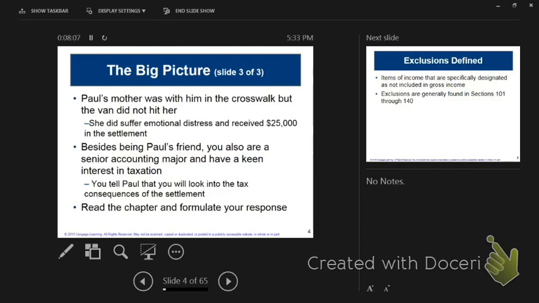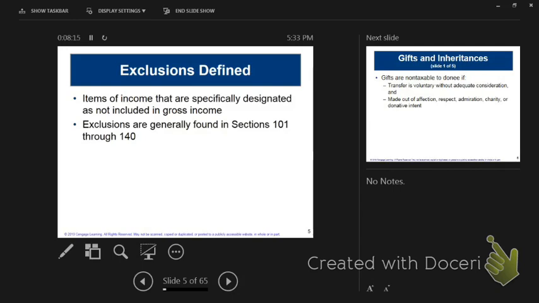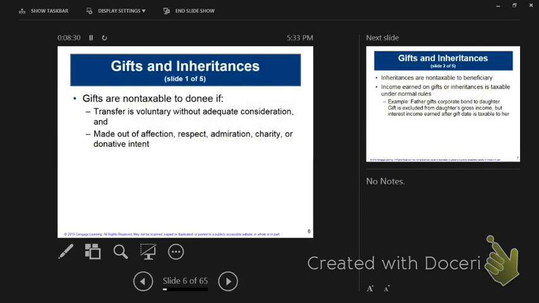Besides being Paul's friend, we're also a senior accountant, and so we are going to try to help him come up with these numbers. All right, so what does exclusion mean? Exclusion is basically anything that's not included in income. So we talked about what is gross income, and income is everything. Well, exclusion is anything that's not included, like these broad definitions. All right. So you can imagine people don't like to include it in, so exclusion to most people is really broad, right? That doesn't get included.